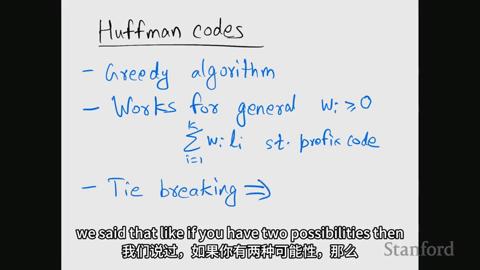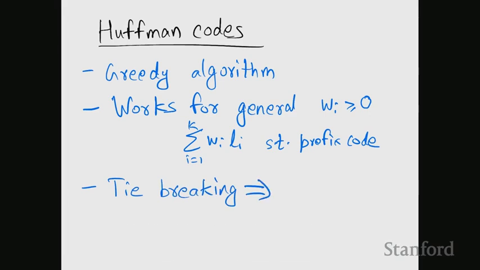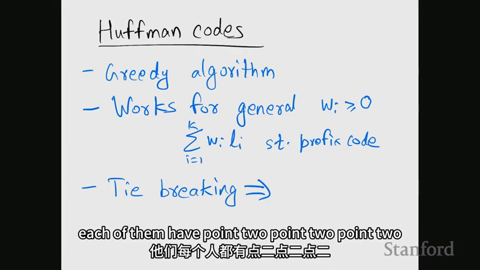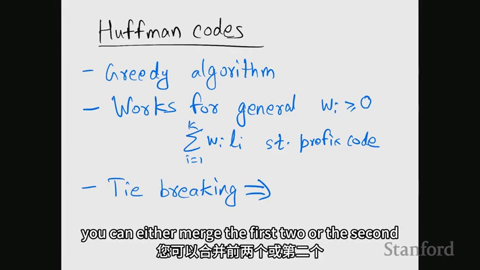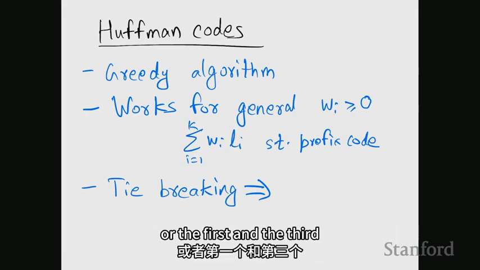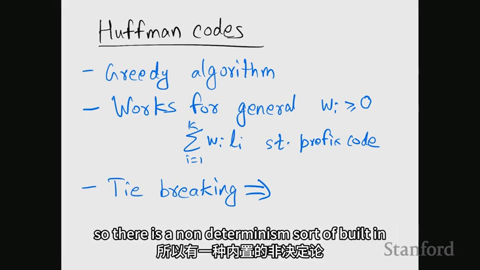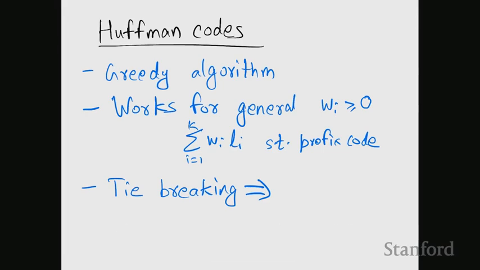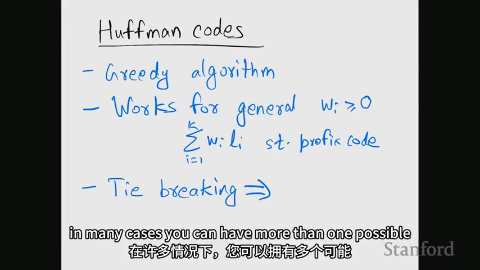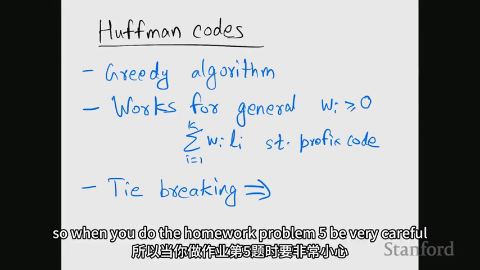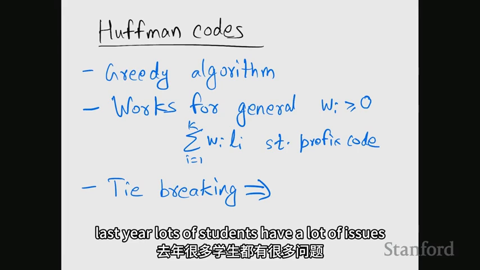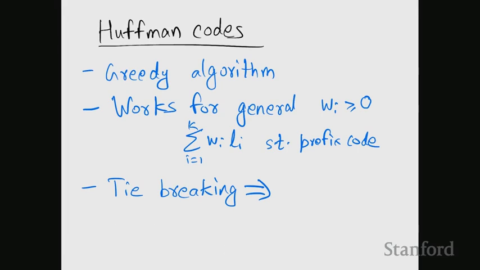We said that if you have three nodes, each of them has 0.2, 0.2, 0.2. You can either merge the first two, or the second two, or the first and the third. So there is a non-determinism sort of built in. The construction is not deterministic. In many cases, you can have more than one possible optimal Huffman code. So when you do homework problem 5, be very careful. Last year, lots of students had a lot of issues.